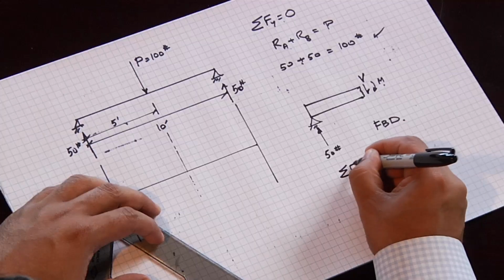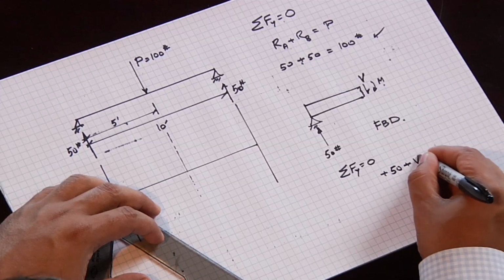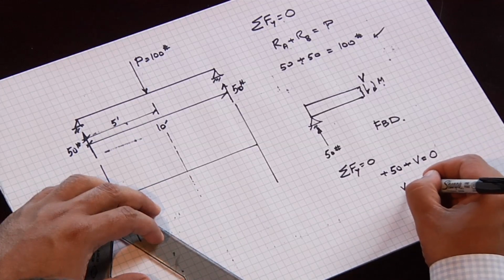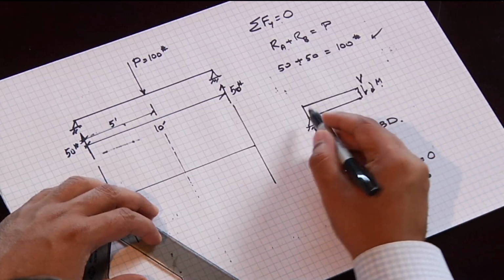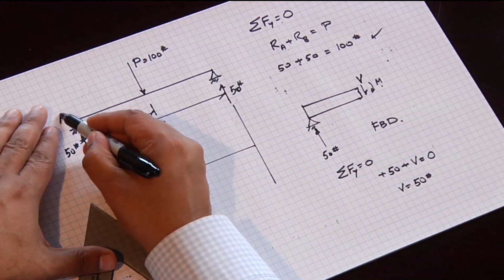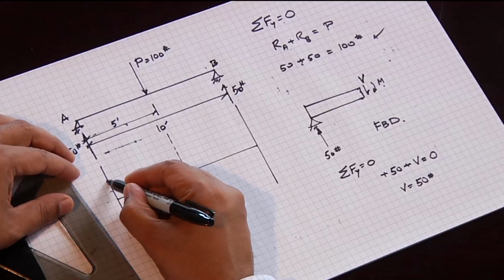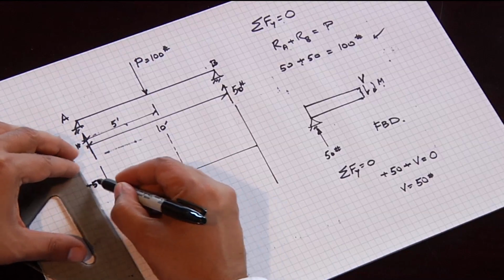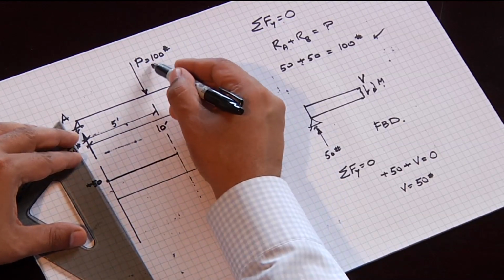If I sum the forces in the y direction, I have plus 50 plus V equals 0, which tells us that our V is equal to 50 pounds. And the shear force remains constant from point A until it reaches the midpoint. So our shear diagram is going to start off here at plus 50, and it's going to remain constant until we reach this concentrated load.